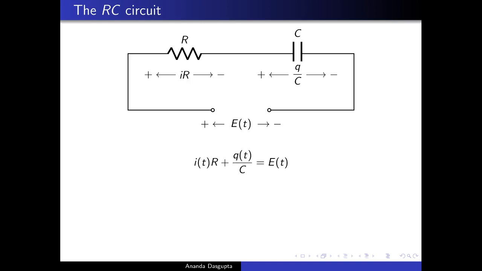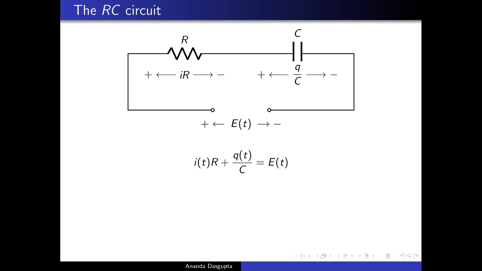So this is basically what Kirchhoff's voltage law becomes in our case. I, of course, depends on time, so does Q. I'm going to drop the Q of t, the bracket t thing, in the next few slides for the simple reason that it's messy to keep on writing. But you have to remember both the charge and the current are in general functions of time. So we end up with an equation like this: I into R plus Q by C equals E.